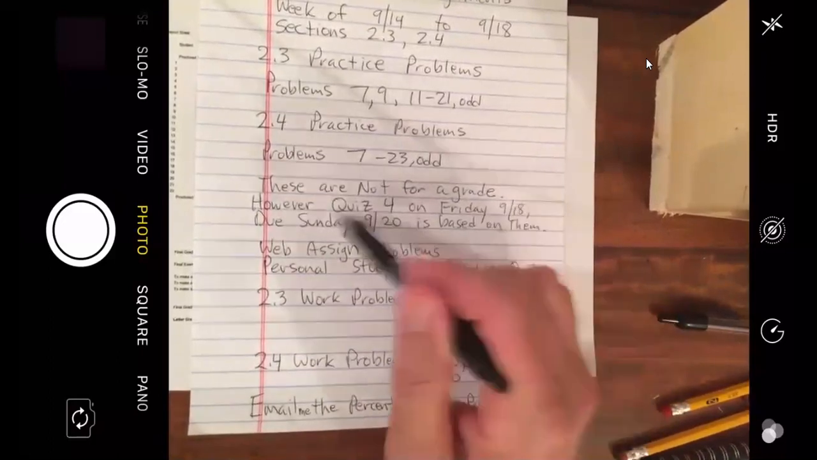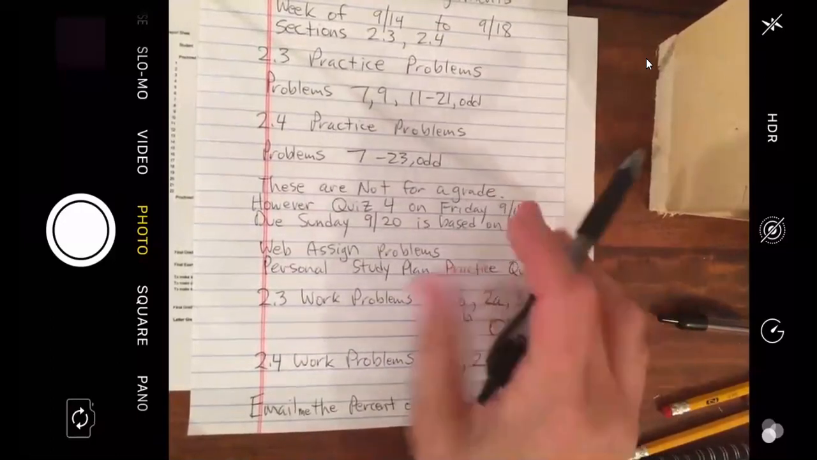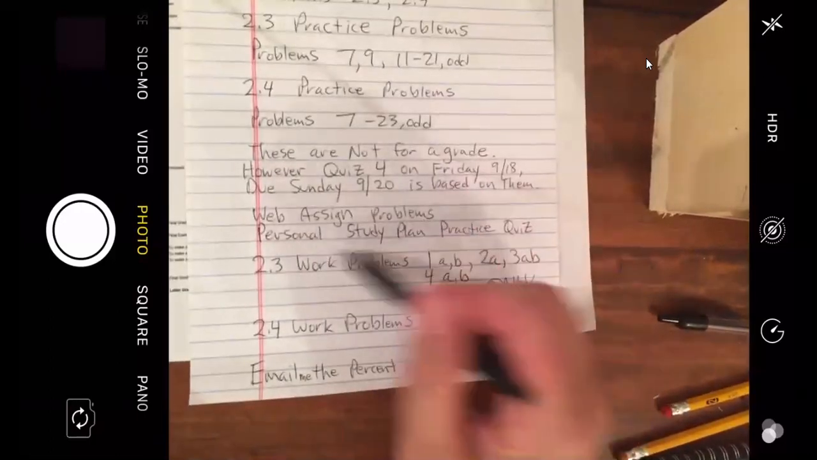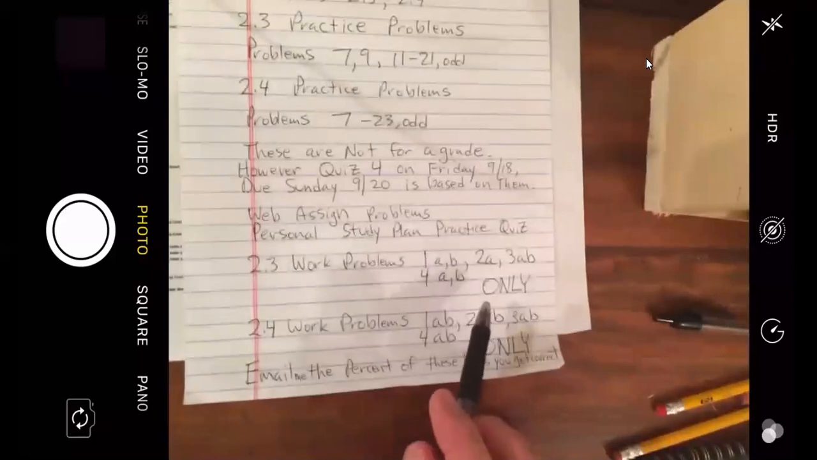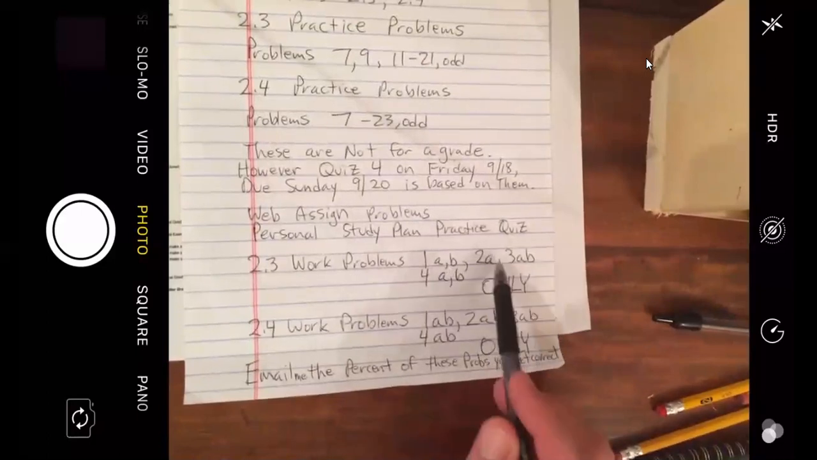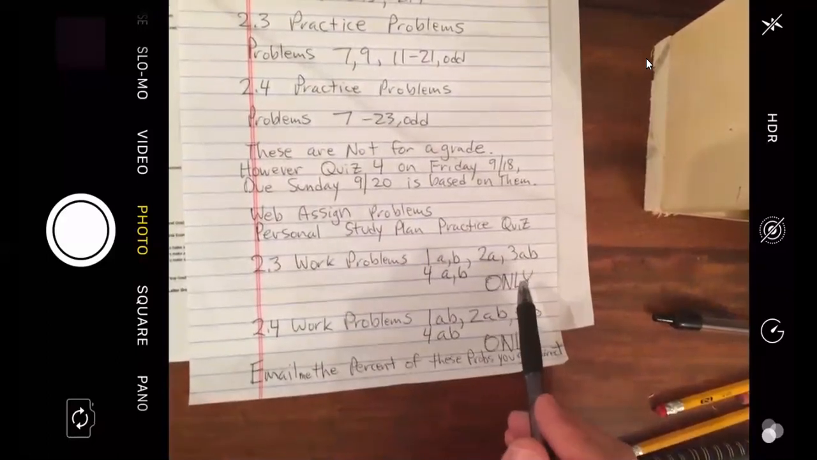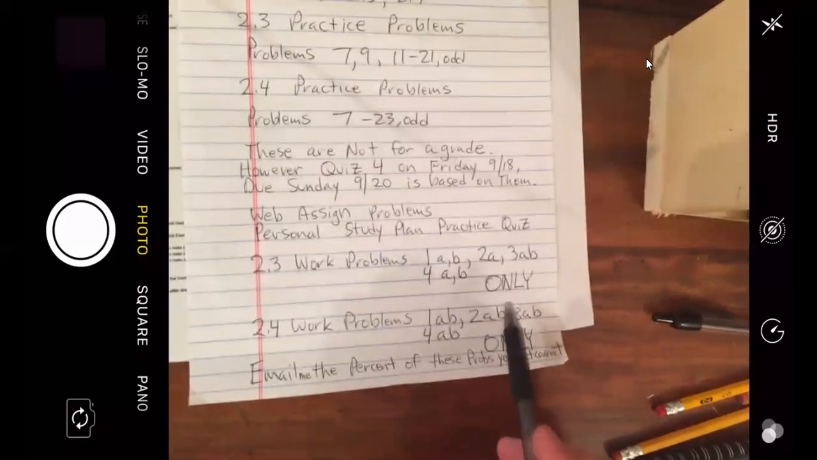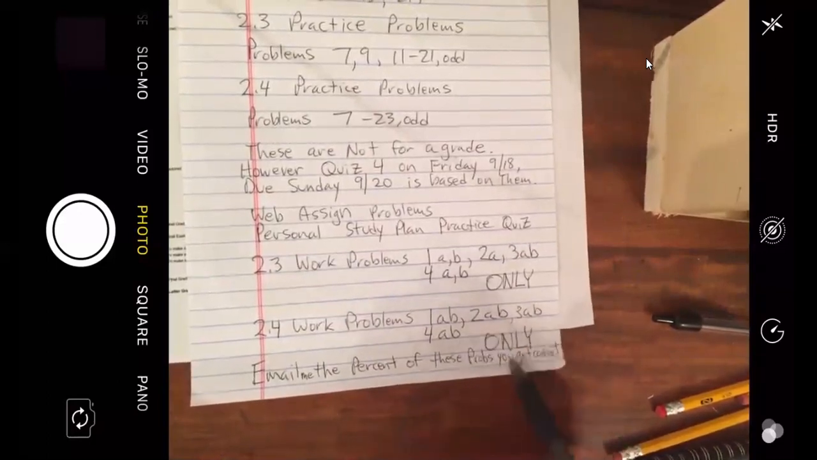Same format, due Sunday, 9/20. Be directly based on them. Web assigned problems for this week. Off the personal study plan, practice quiz, section 2.3. They've got a lot of stuff on there I don't really want to mess with, so I stuck to 1 part A and part B, 2 part A, 3 part A and B, 4A and B only. Just only. There's stuff about increasing and decreasing and max and min that I don't want to mess with right now. Section 2.4, problems 1A and B, 2A and B, 3A and B, and 4A and B only.